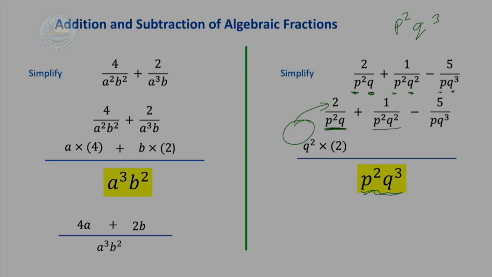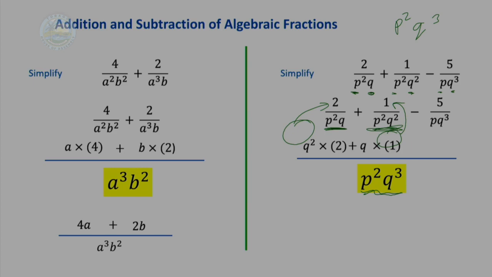We do it for this one. This denominator here is p squared q squared. What must we multiply p squared q squared by to give us p squared q cubed? It is going to be multiplied by q. P squared q squared multiplied by q is going to give me p squared q cubed. Now, remember, if you have forgotten how to multiply your algebraic terms, check a previous video. We have done all the videos for you. So it's going to be multiplied by q. We then take this q and multiply it by our numerator. My numerator here is 1. So it's going to be plus q multiplied by 1.